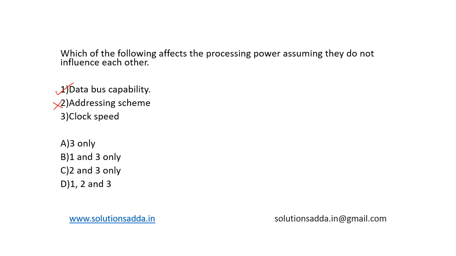And 3, clock speed. Definitely, clock speed can affect the processor's processing power. So option 3 is also correct. And going by the options, option B, 1 and 3 only, is the correct answer.